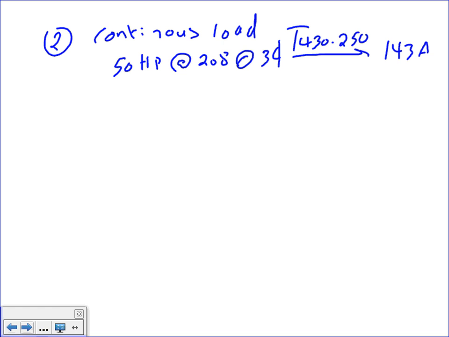Now, then you take the 1.25. Why 1.25? Because the code says that. Which code? You've already got it written. 1.25 times 143 equals... Who's going to get the 10 points?